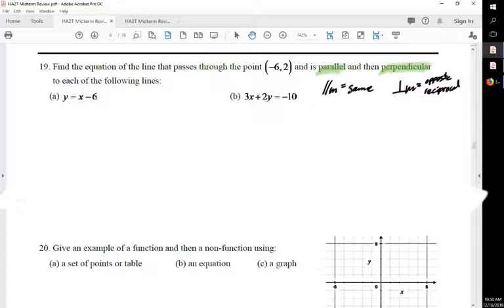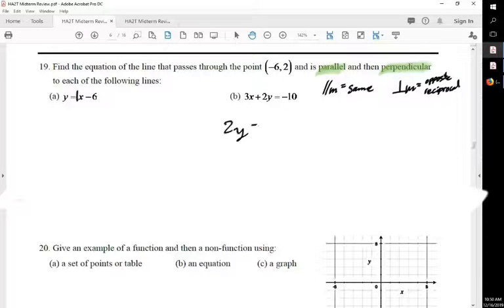Okay, the slope is pretty obvious on this one. The slope isn't so obvious on this one. So in order to make it obvious, get the y alone. It's the easiest way, I think, to see what the slope is. So the slope on this first one is 1. The slope on this one right here, let's get y alone first.